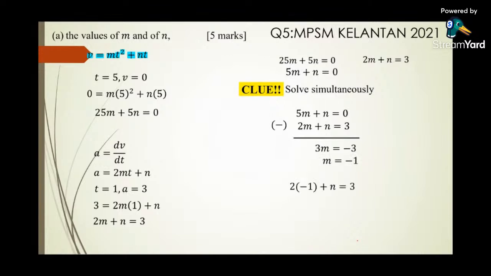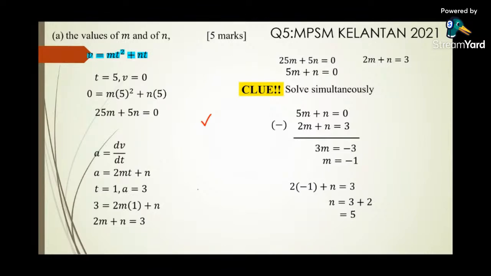Selesai satu, how to find n? Kita ambil lah mana-mana equation yang kita nak and then we substitute. In this case kita ambil yang ni, equation 2m plus n equals to 3. So kita substitute dalam tu and then kita pun dapatlah n equals to 5. So m dah dapat, n dah dapat. Maka selesailah A. Markahnya di mana? Markah dia ialah if you can find any of the equation.